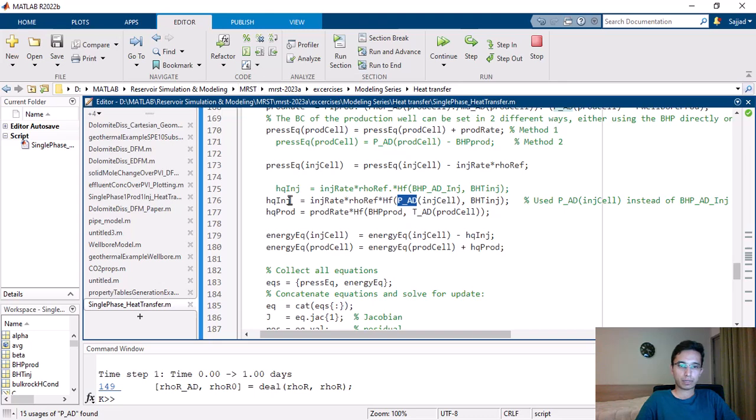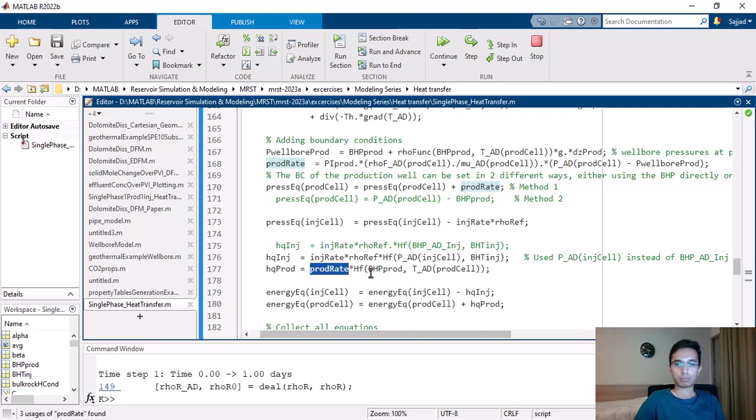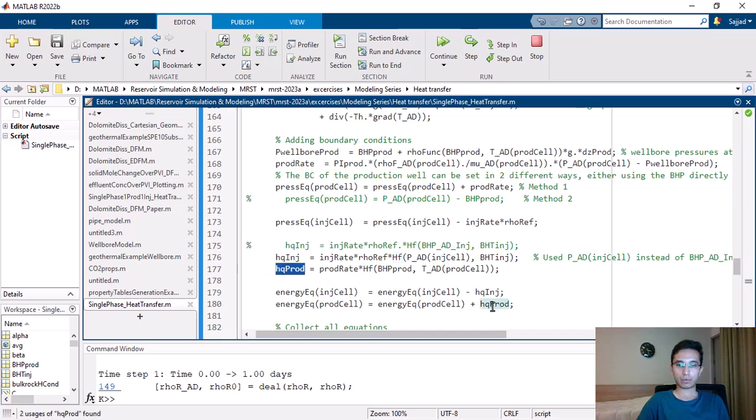All right. So in this way, we calculate the energy rate of the injection well, and we subtract it from the energy conservation equation of the injection cell, and we do almost the same thing for the production well. We have the mass rate of the production well, we multiply it by the specific enthalpy of the fluid that is being produced from the cell in which the production well is located. So we calculate the energy rate of the production well in this way, and we add this value to the energy conservation equation of the production cell.